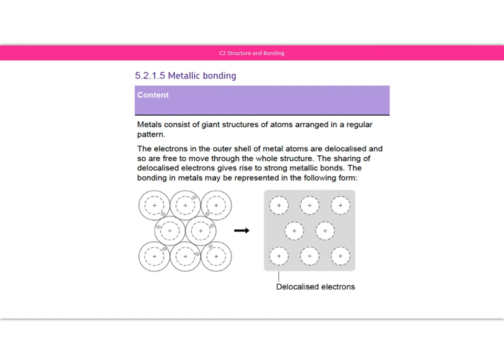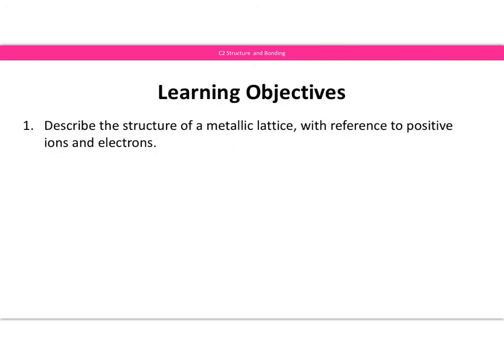So now we're at the third and final type of bonding, metallic bonding. This is going to be quite short, actually. What we're going to be more interested in is the properties of metals. But to understand those properties, we've got to understand how the bonding works. So here's our first learning objective, and hey, there's that word again, lattice.